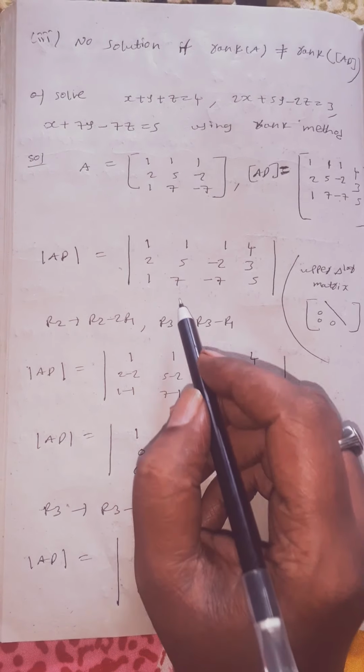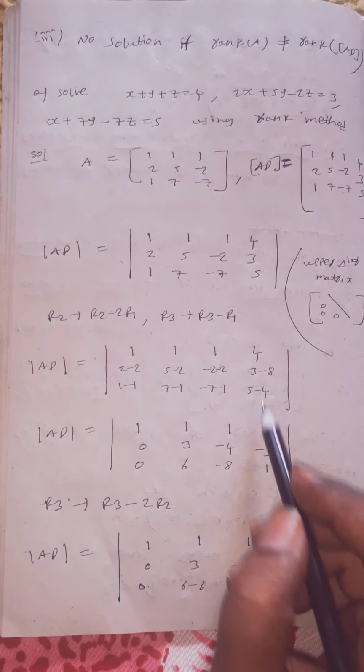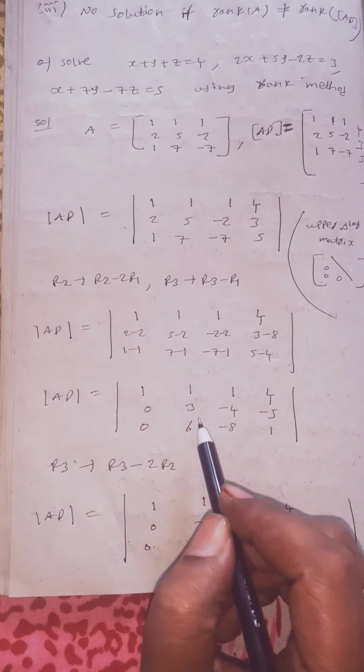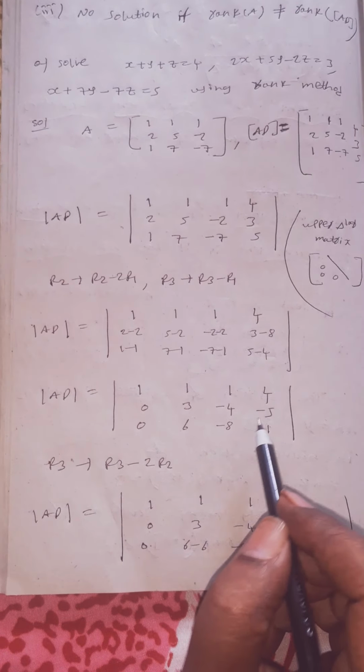Next, 1 minus 1. Next, 7 minus 1. Next, -7 minus 1. Next, 5 minus 4. That only I have written here. Whatever I wrote, here the first row I wrote as it is. 2 minus 2 is 0. 5 minus 2 is 3. -2 minus 2 is -4. 3 minus 8 is -5.